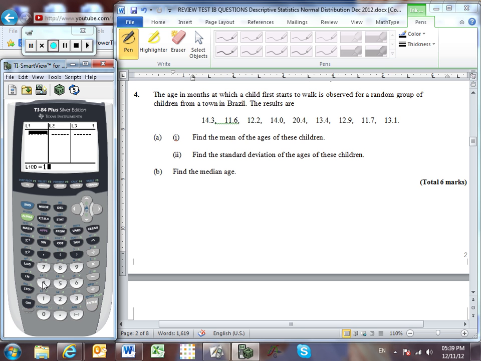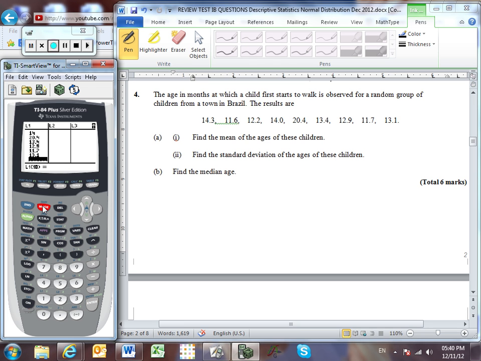We've got 14.3, 11.6, 12.2 and 14, 20.4, 13.4, 12.9, 11.7, and 13.1.